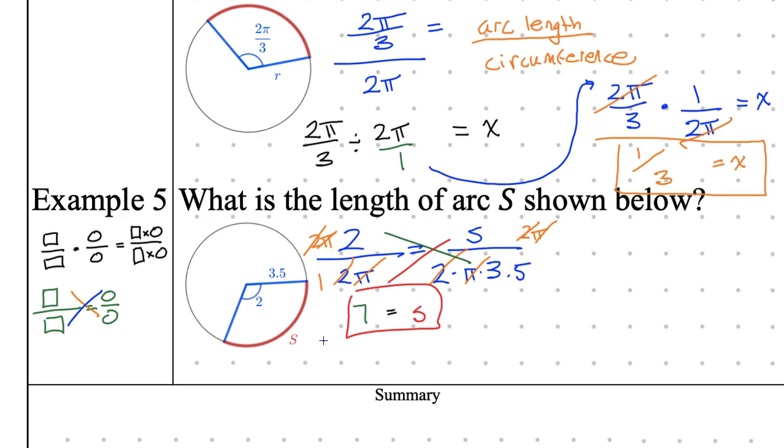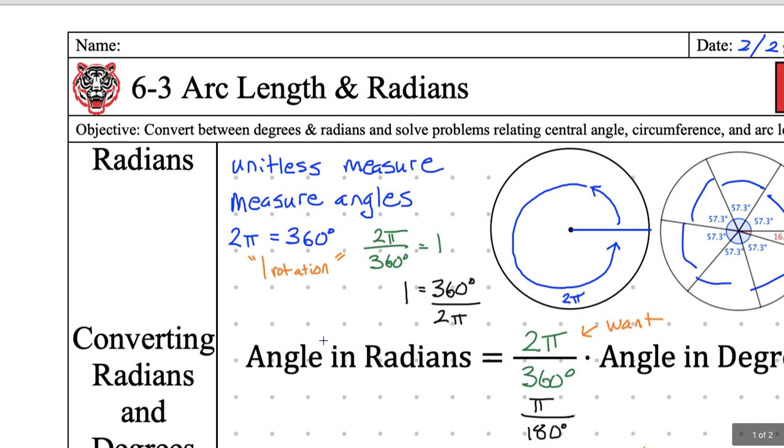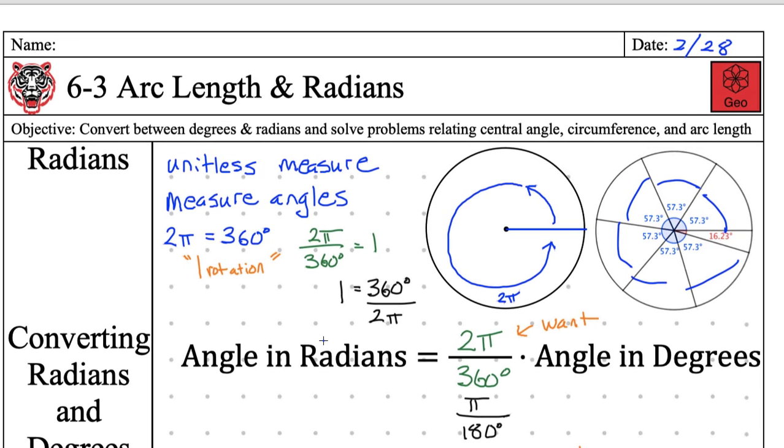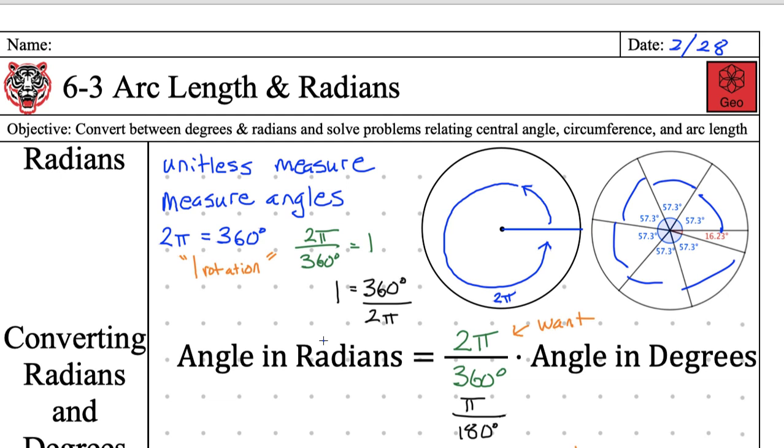All right. Are there any questions that are related to the lesson? Yes, got it. All right, so give me your fist of 5 on both of these two parts. Converting between degrees and radians was part 1, and part 2 was solving problems relating central angle, circumference, and arc length. Fist of 5, go. I'm seeing a 3, a 4, a 3, a 4, a 3. I'm doing only full numbers. A 2, a 3, a 3, a 3, a 2, a 3, and a 3. All right.